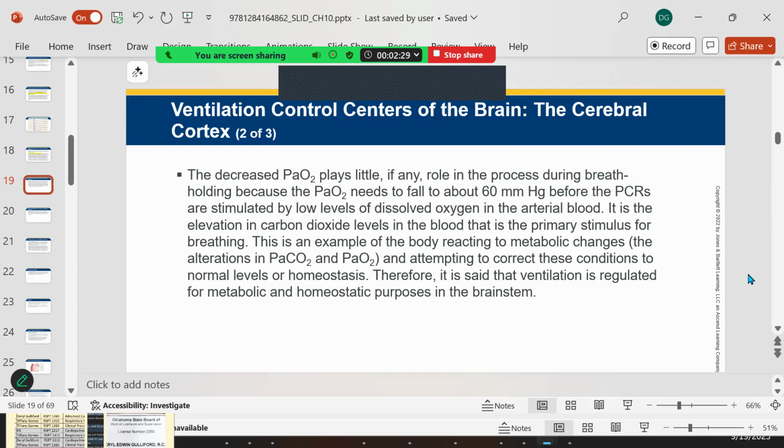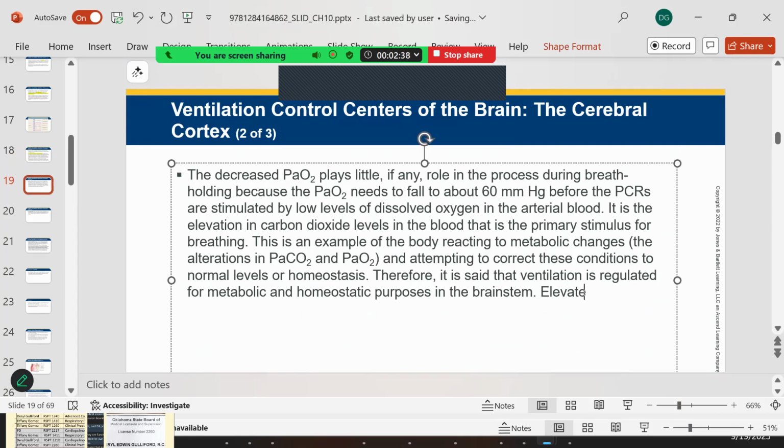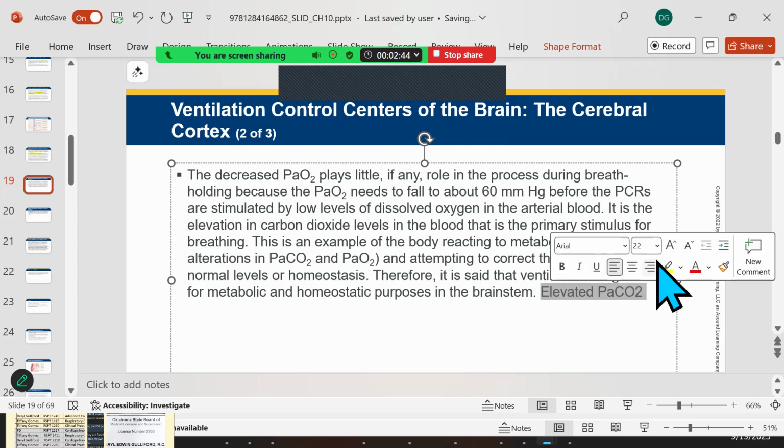Decreased PaO2 has little to do with ventilation. It is the high CO2. Elevated CO2 is what motivates us to breathe. So you need to understand that it's the primary stimulus to breathing.